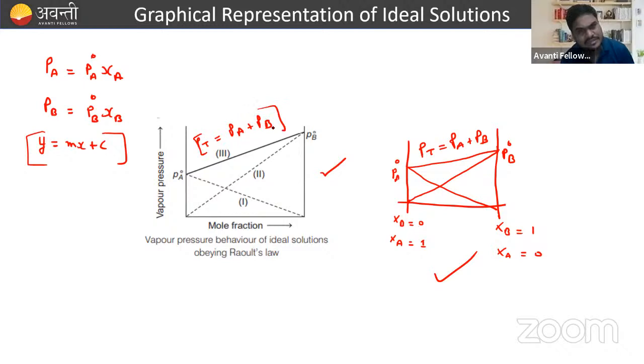Always remember one thing, that the total vapor pressure of the solution lies between the vapor pressures of A and B. So if the vapor pressure of A is 300 and the vapor pressure of B is 500, then the total pressure must lie between 300 and 500. So this is how we represent the ideal solution. These are the graphical representations of ideal solution.